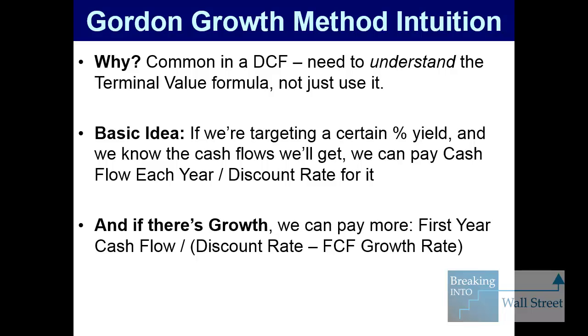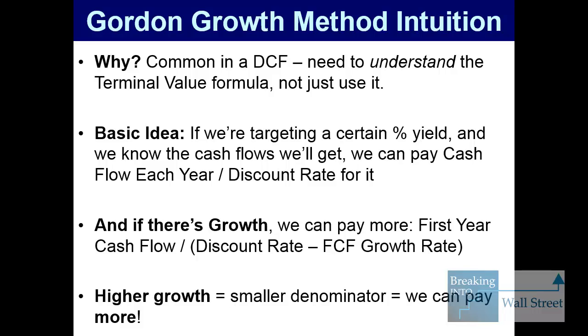We can pay the first year free cash flow in that terminal period divided by the discount rate minus the free cash flow growth rate. And we can pay that extra amount. The denominator becomes smaller, and so now we're paying more because we have growth. We're still getting the same yield, but because of that growth that's involved, we can pay more upfront to get that series of cash flows that is now growing. So higher growth means a smaller denominator and we can pay more, and vice versa. If we have lower growth, it means we have a bigger denominator and we can pay less.